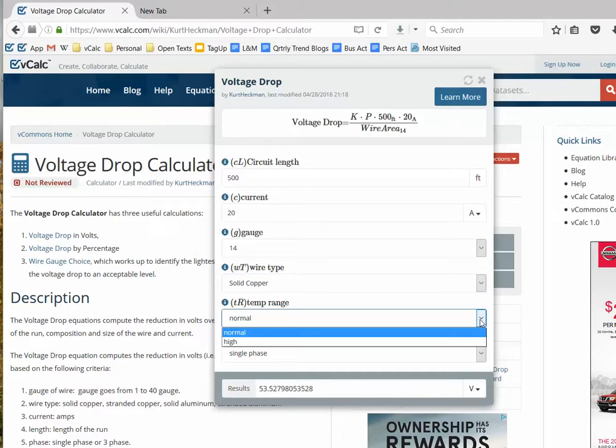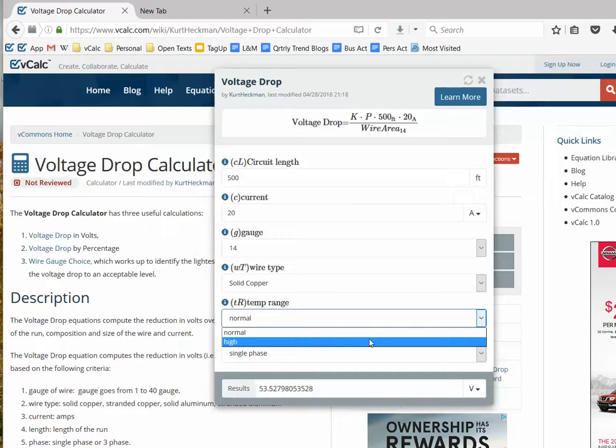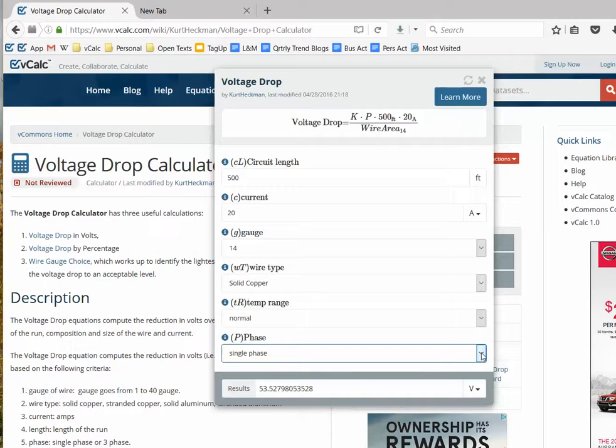Then there are two temperature ranges, normal or high temperature. If it's high temperature, it actually will drop a little bit more. So let's stay normal. And then whether it's single phase or three phase. Again, single phase is pretty normal. So in this case, over 500 feet, running 20 amps on 14 gauge, I'm going to drop 53 volts. It'll convert that from volts to millivolts if you wish. But again, that's the voltage drop.